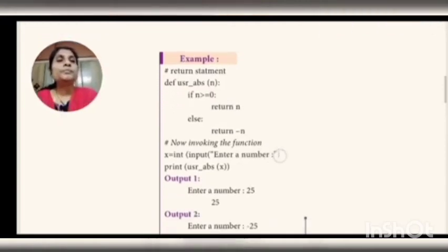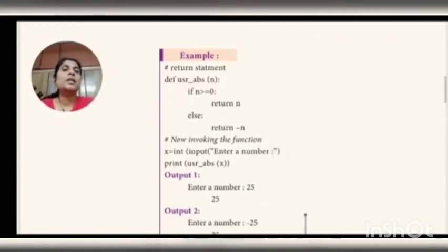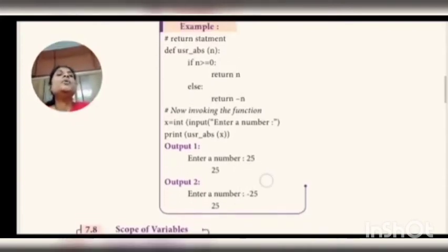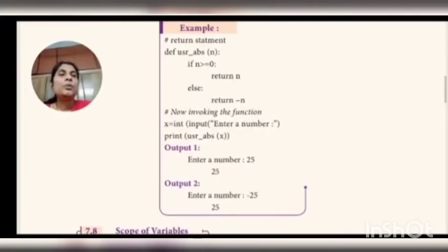Okay, now when you call this function, x equals int of input, enter a number. So this statement is executed. So what happens here? Print user apps x. What is the name of the function? It is user apps. So we are calling that function from within a print statement.